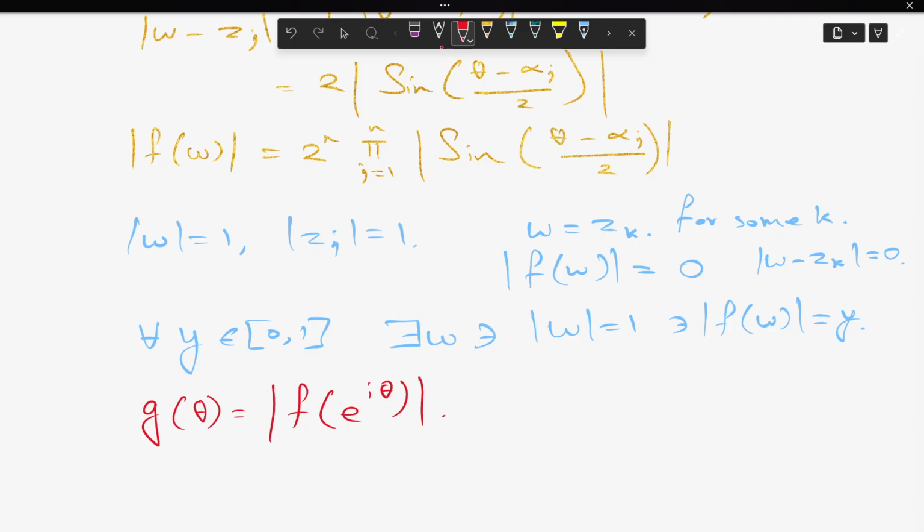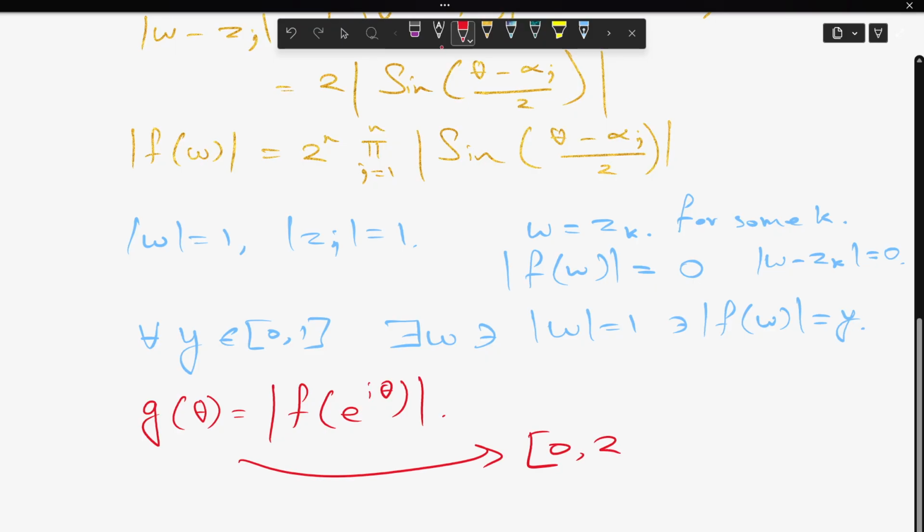Since our g theta is continuous on the compact set closed 0 to closed 2 pi, by the intermediate value theorem, it attains all values between its minimum and maximum. So we already saw that g theta equals 0 when omega equals zk, that is theta equals alpha k for some k. Now we need to show that g theta attains the value 1 somewhere on the unit circle. Now the existence of omega with modulus of f omega equals 1.